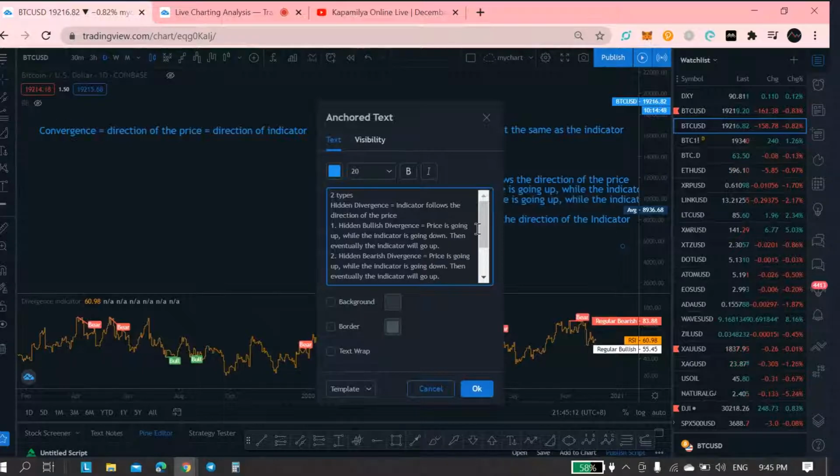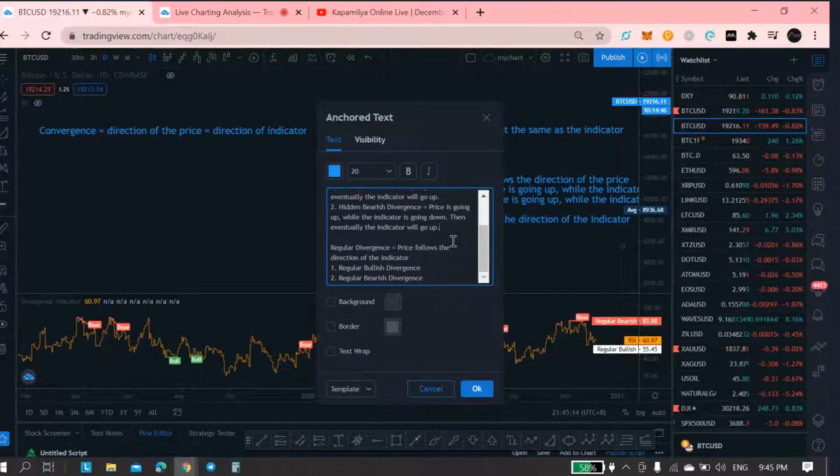Here we'll just change that. For the bearish one, instead of going up, the price is going down while the indicator is going up. Then the indicator will go down.